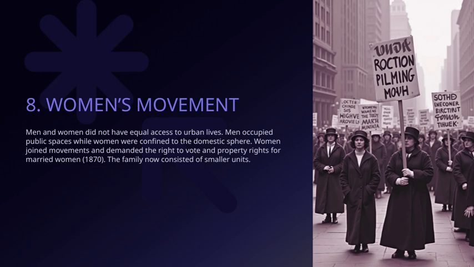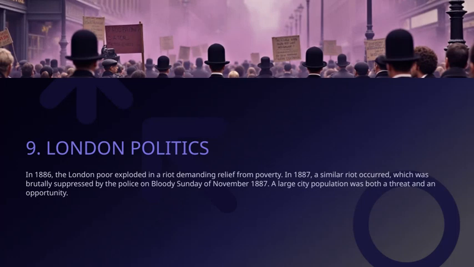These developments are crucial as they highlight the ongoing struggle for gender equality and the wider push for social reform during this era. In 1886, we saw a significant moment when the London poor erupted into a riot, demanding relief from their harsh poverty conditions. This was a clear sign of the growing unrest among the urban working class.